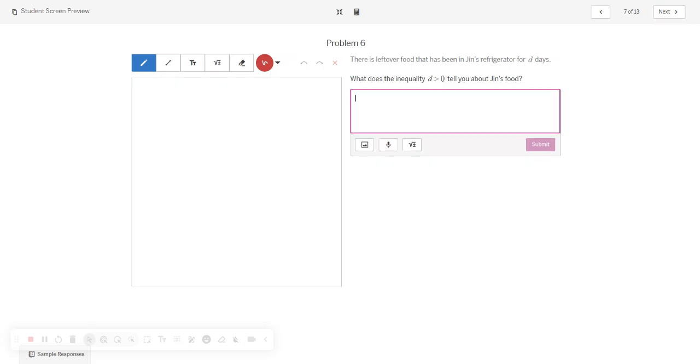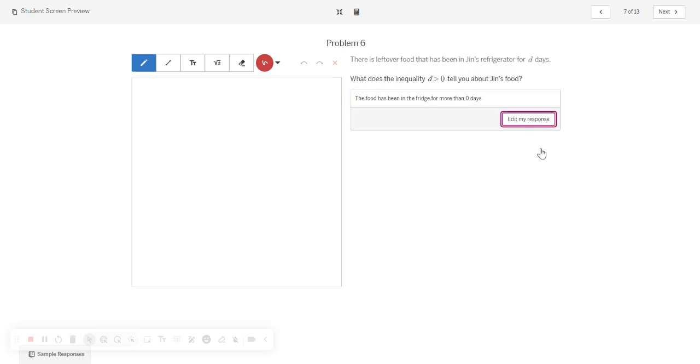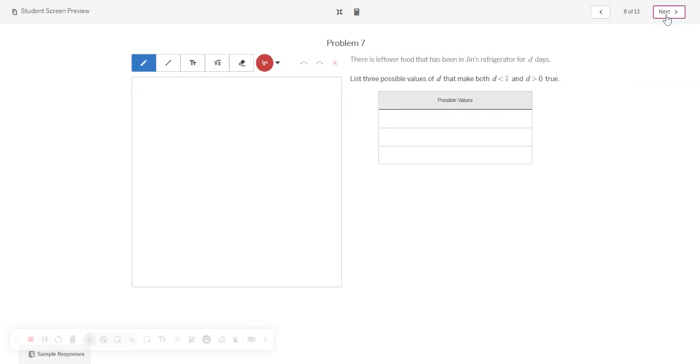And then D is greater than 0. It means the food has been in the fridge for more than 0 days. Makes sense because if it hasn't been in there for 0 days, there's no food in the fridge. So possible values between that, like 1, 2, 3, 4, 5, really all of those work. Anything bigger than 0 but less than 7.